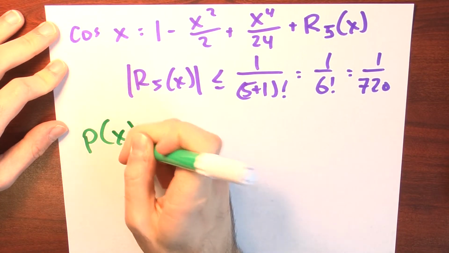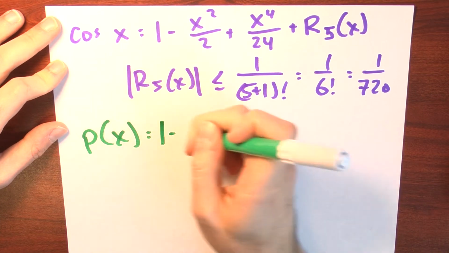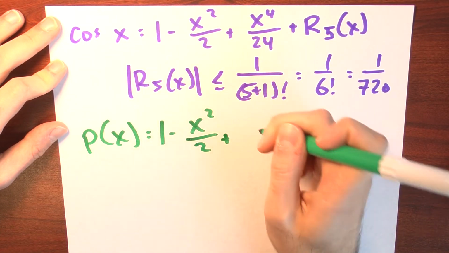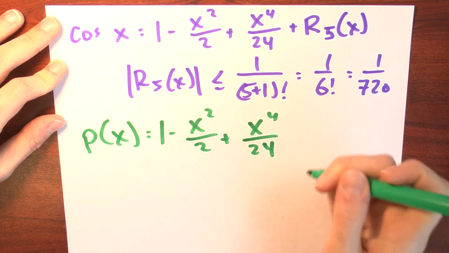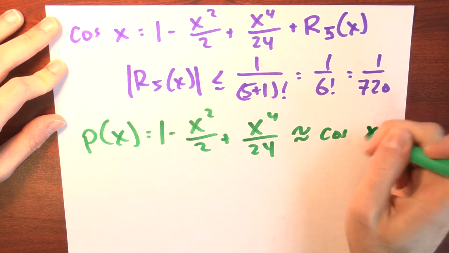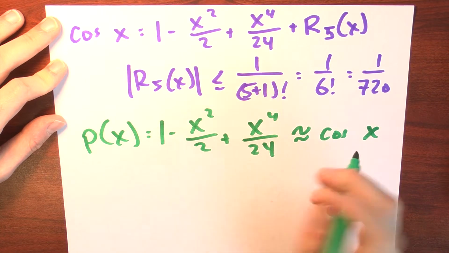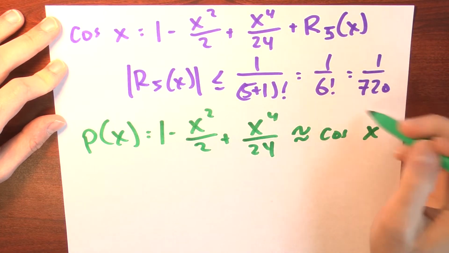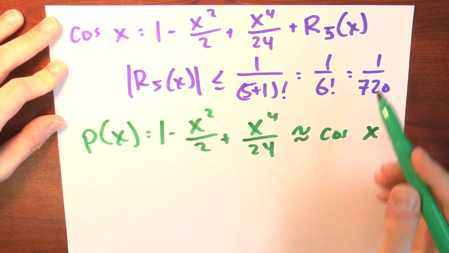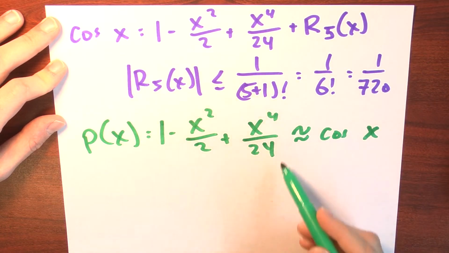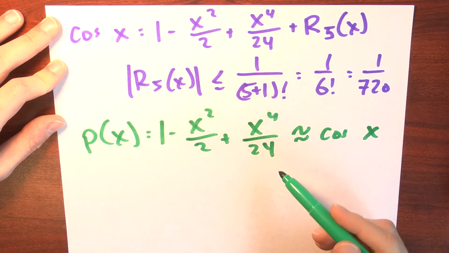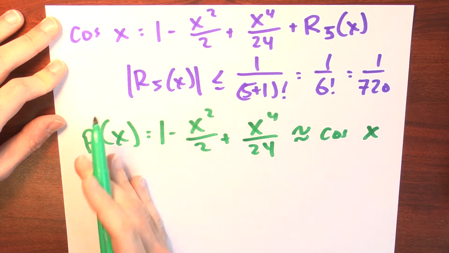And that was our goal. I wanted to write down a polynomial. Here it is: 1 minus x squared over 2 plus x to the 4th over 24. And this polynomial is approximately cosine of x with an error no worse than 1 over 720. Originally, I just wanted to get within 1/100th, and I've done way better than that. This polynomial is an awfully good approximation of cosine as long as x is between -1 and 1. This is one of the reasons to love Taylor series.